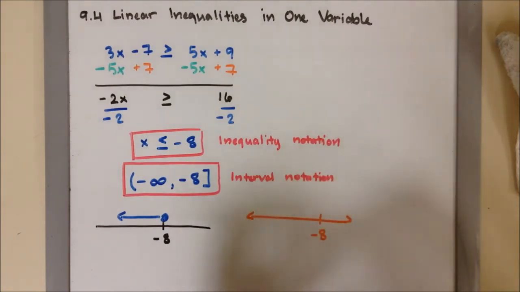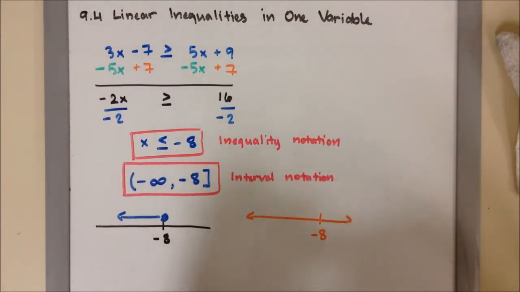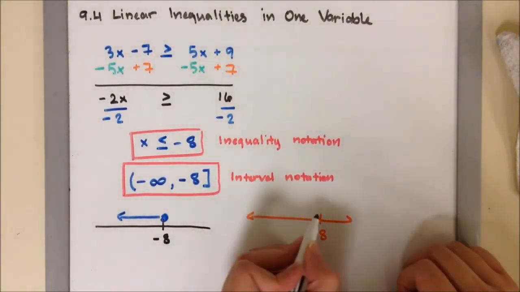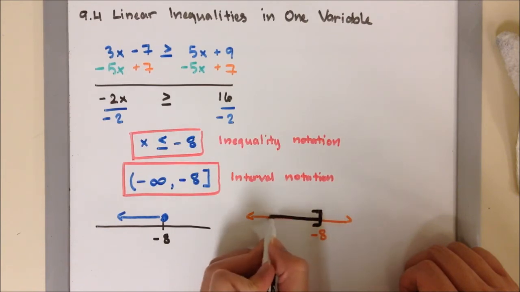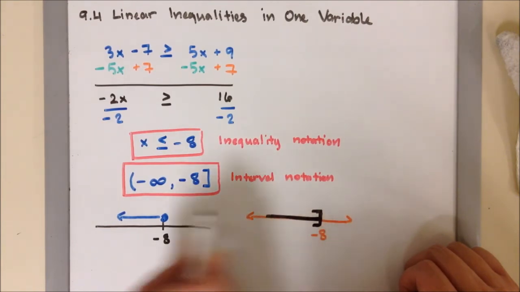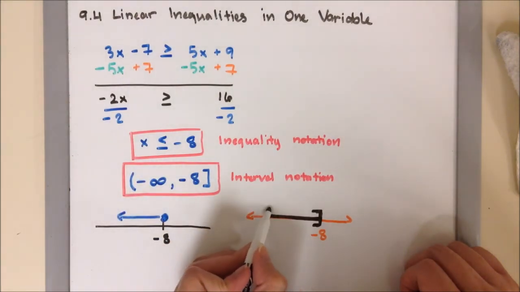So instead of graphing this way, which is fine if you do it on my test, I want you to be familiar with the different form you might see on another test. So they would put a bracket on the negative 8, just like this, and then they would darken the line on the number line, and then you see how you have a parenthesis on the negative infinity? So I'm going to put a parenthesis at the end of the line.